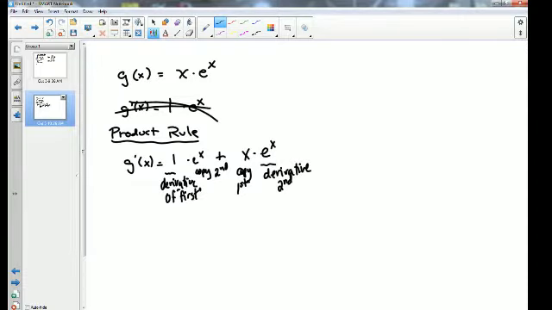I don't think I've ever come up with any cute way to remember that. We have a cute way for the quotient rule and the chain rule. But yes, so that's the product rule. Okay.